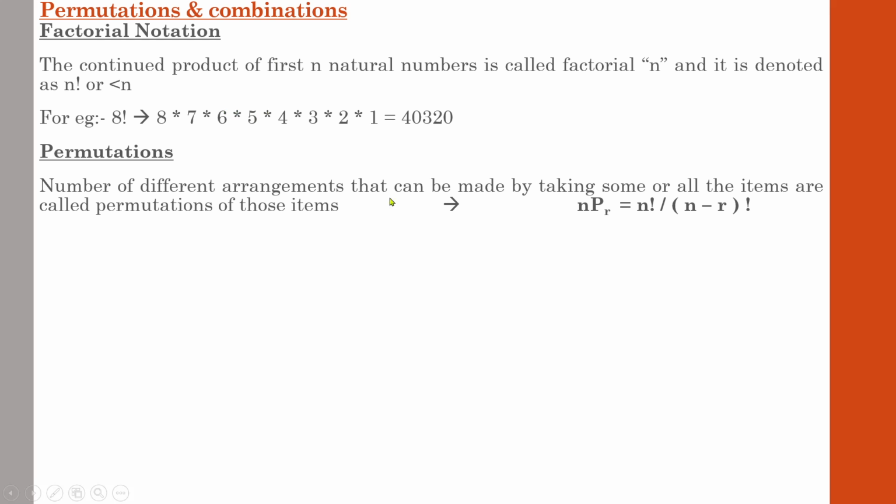Anyway, the equation of permutation is nPr, where the capital P represents permutation. Here n means the total number of items in that particular group which you are studying.